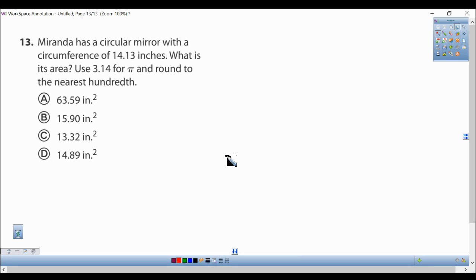Miranda has a circular mirror with a circumference of 14.13. What is its area? Use 3.14 for pi and round to the nearest hundredth.